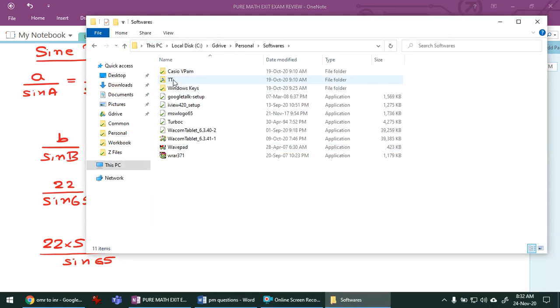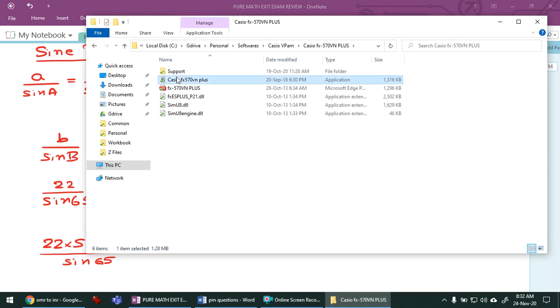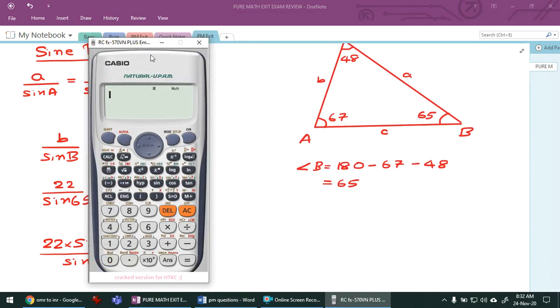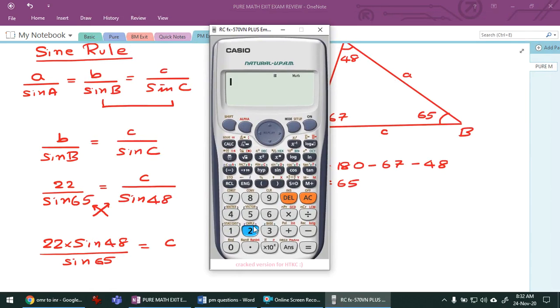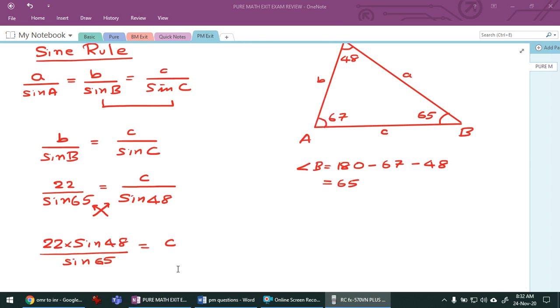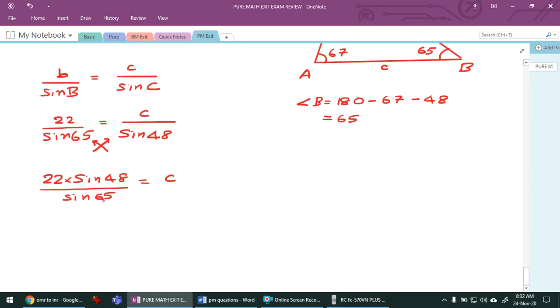So open the calculator. Okay, what is the value? 22 into sine 48 close bracket divided by sine 65 close bracket. That is 18.04. I can write 04 because the next digit is 9, which means more than 5. So 18.04 centimeter equals small c.